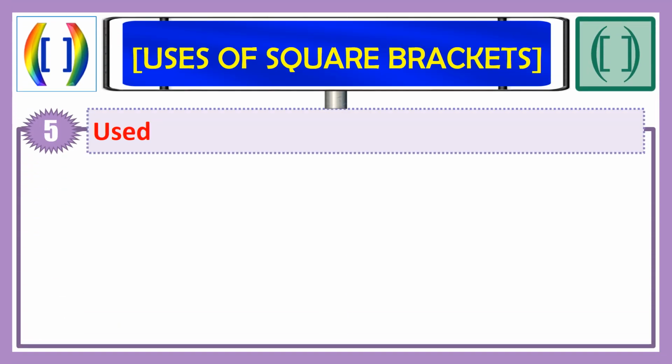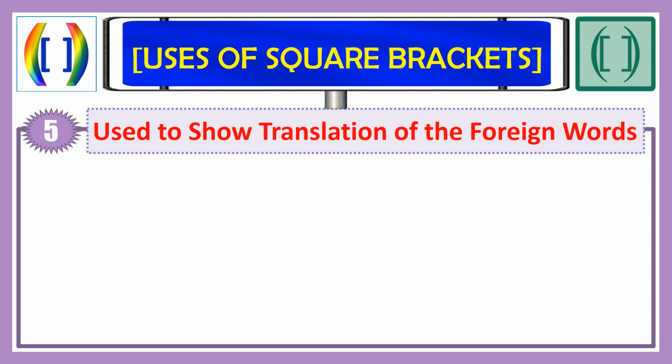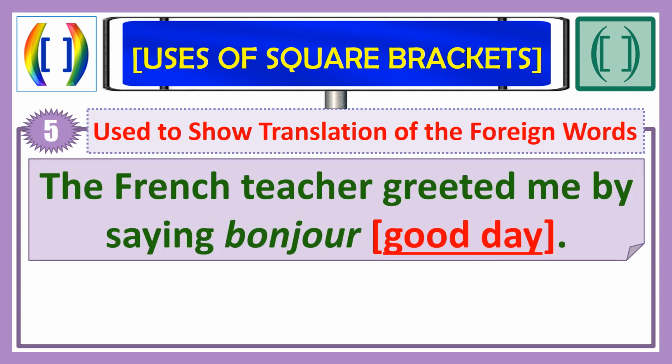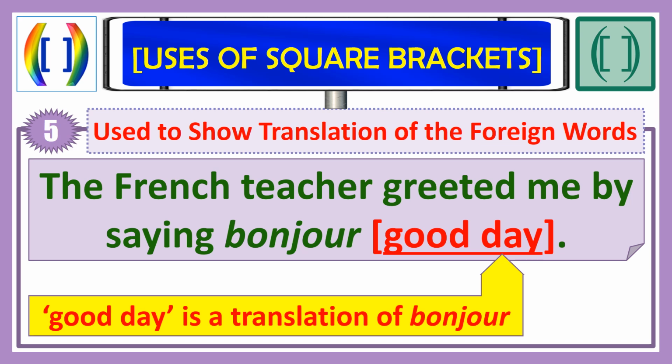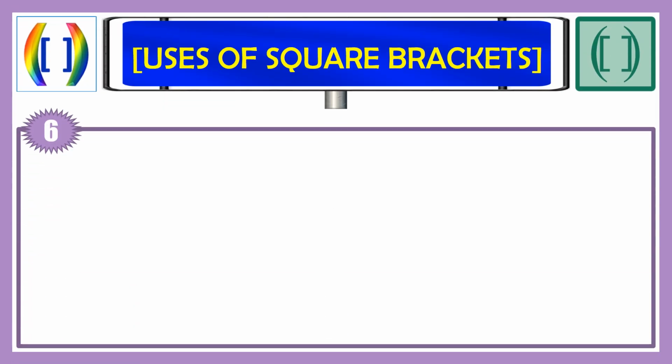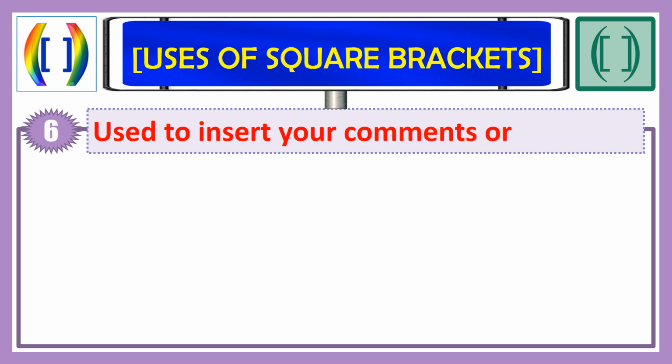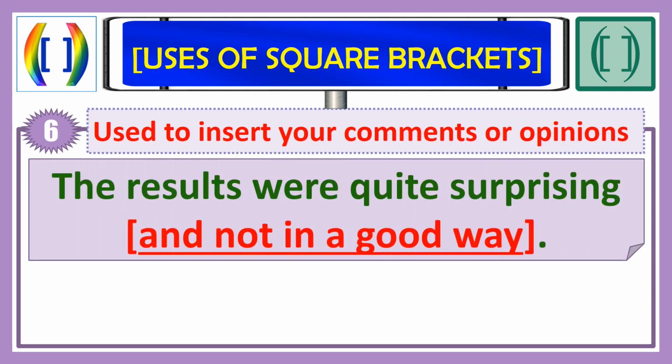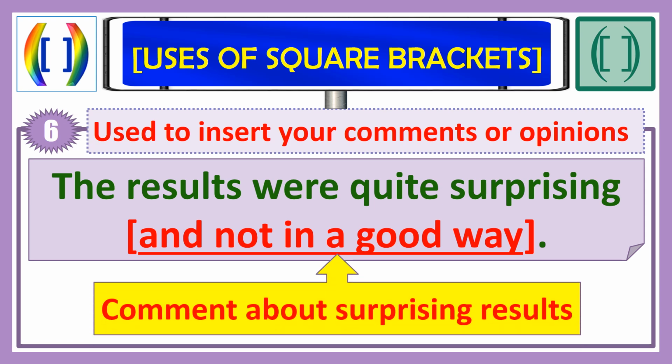Fifth, to show the translation of foreign words. Consider this example. Here, the enclosed information good day translates the French word bonjour. Sixth, to insert your comments or opinions. Consider this example. Here, the enclosed information, and not in a good way, is your comment about surprising results.